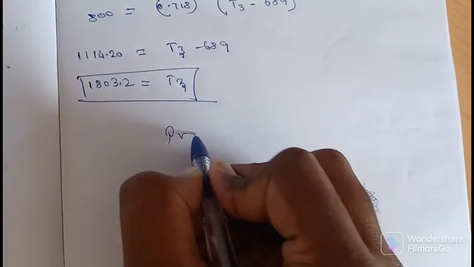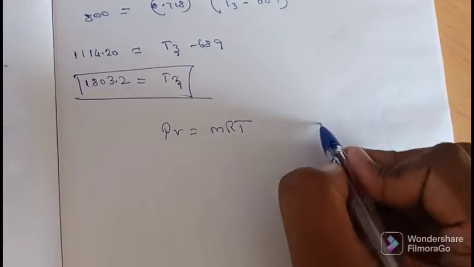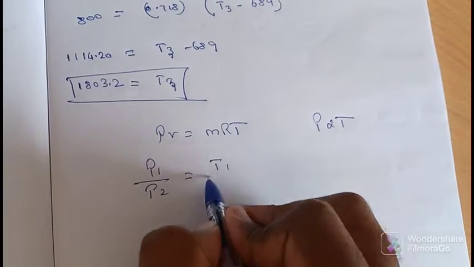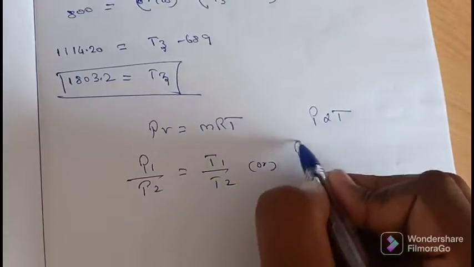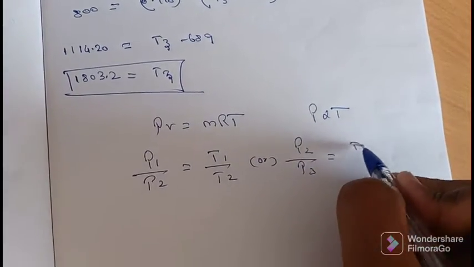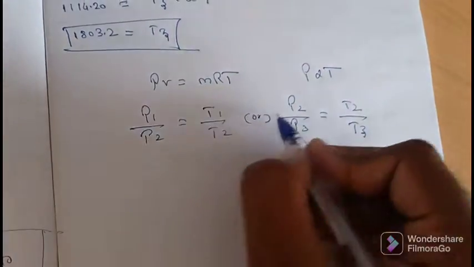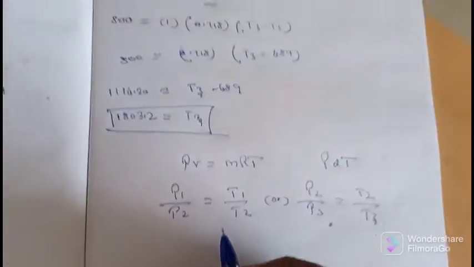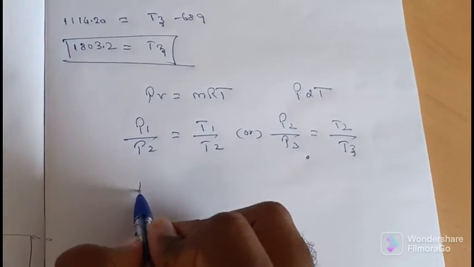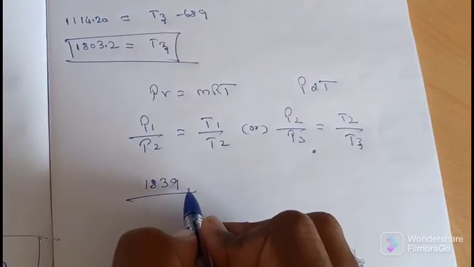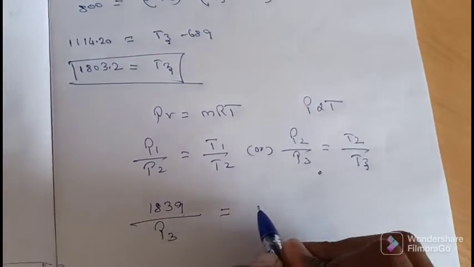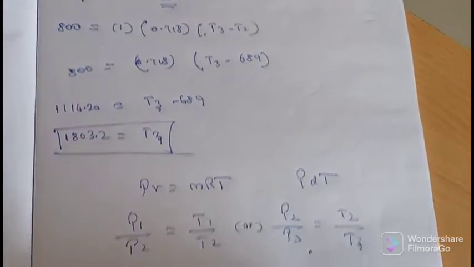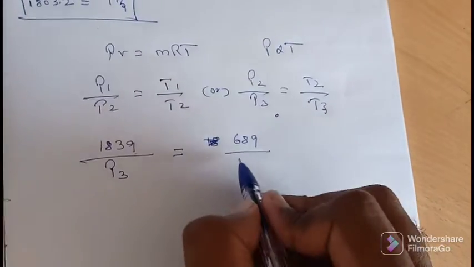Again we are going for the ideal gas equation PV is equal to mRT, where P is directly proportional to temperature. So P1 by P2 is equal to T1 by T2, or P2 by P3 is equal to T2 by T3. Here we have to find P3, so we are going for this equation. What is the value of P2? We identified 1839. What is the value of T2? T2 is 689. What is the value of T3? We have identified 1803.